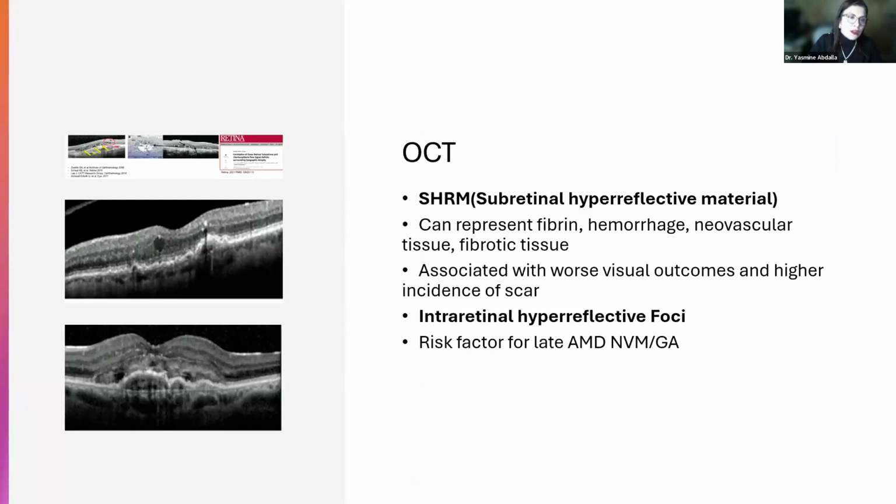So again, more novel signs, if you will, like SHRM, which is subretinal hyperreflective material. And this can represent fibrin, hemorrhage, neovascular tissue, or even fibrotic tissue. And it's associated with worse visual outcomes and higher incidence of scarring. And then there's intraretinal hyperreflective foci, which is a risk factor for neovascular AMD and geographic atrophy. So again, a little reminder of these biomarkers that you could see in your OCTs.